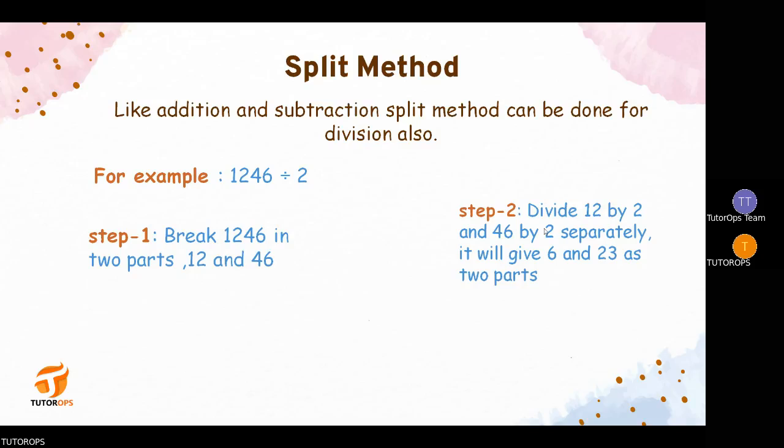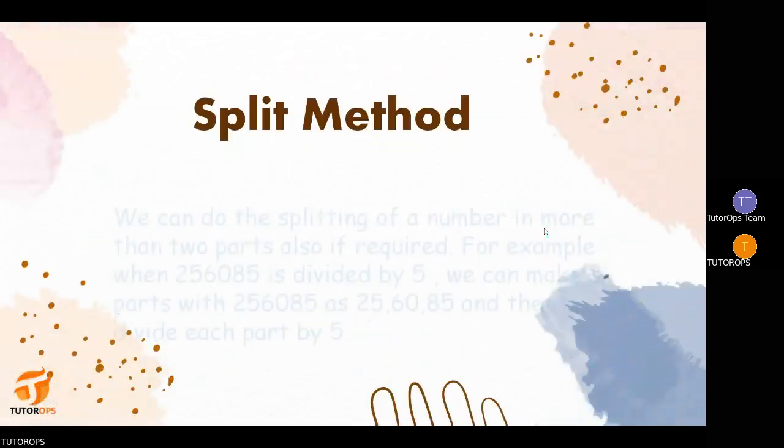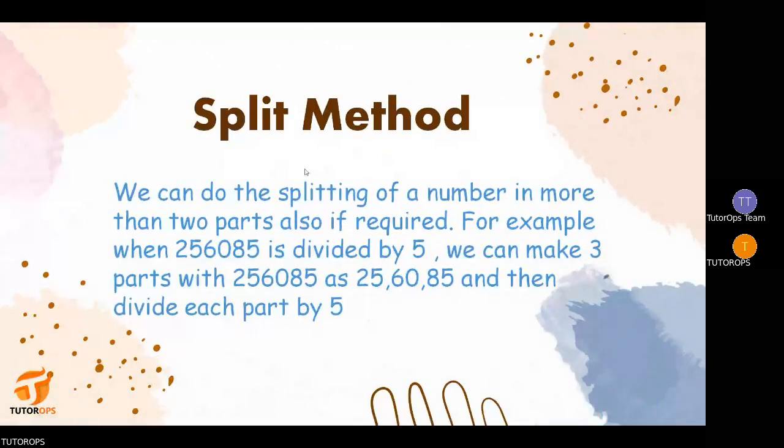Okay, so we have known that in an earlier slide I have shown the very similar method. But what is the difference? The difference is that by split method, we can do a larger number also. We can do the splitting of a number in more than two parts also if required. For example, when a big number, say 256085, is divided by 5, then we can make the three parts 25, 60, 85, and then divide each part by 5.